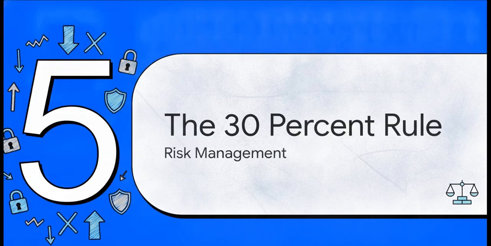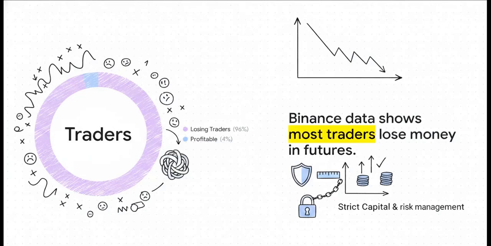All right, before we wrap up, part 5, the 30% rule. I've got a really stark statistic for you here. According to data from Binance, a staggering 96% of futures traders are losing money. That means only 4% are actually profitable. And you want to know why? It's not because their technical analysis is bad. It's mostly because they completely lack strict capital and risk management. They just let their emotions drive their sizing.